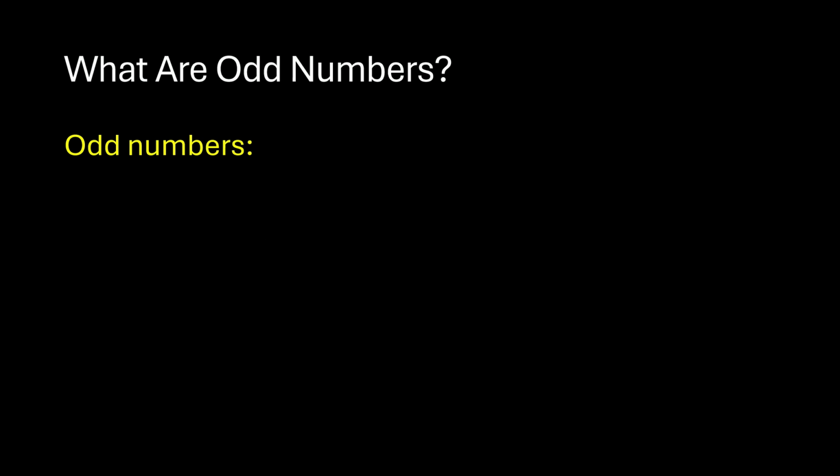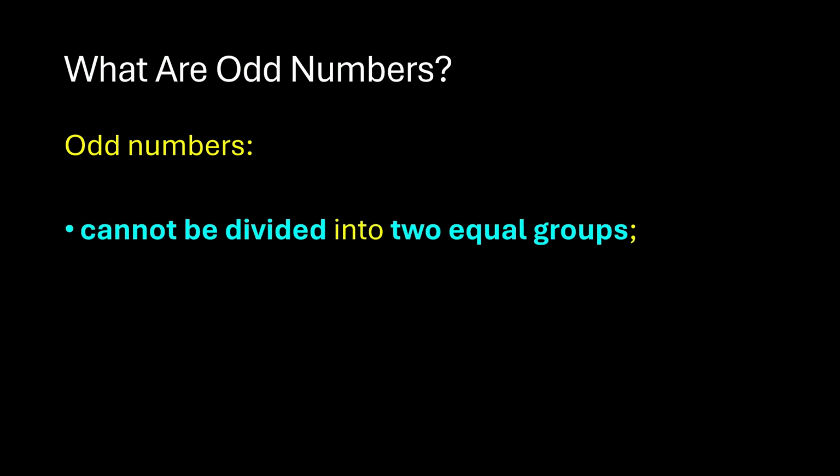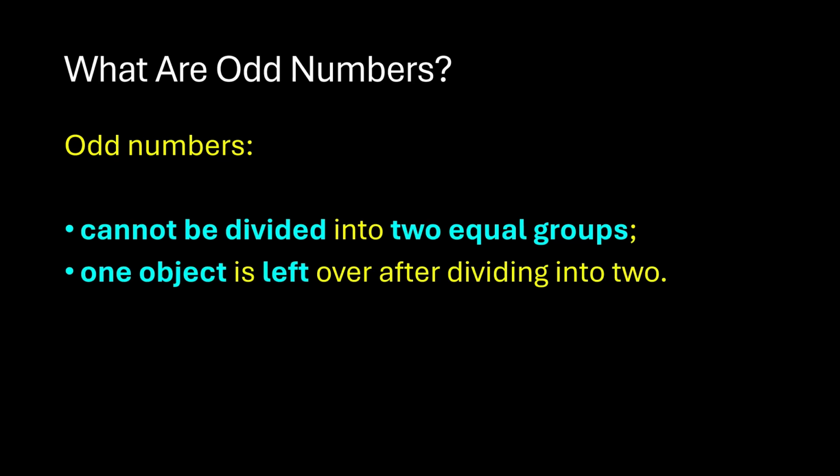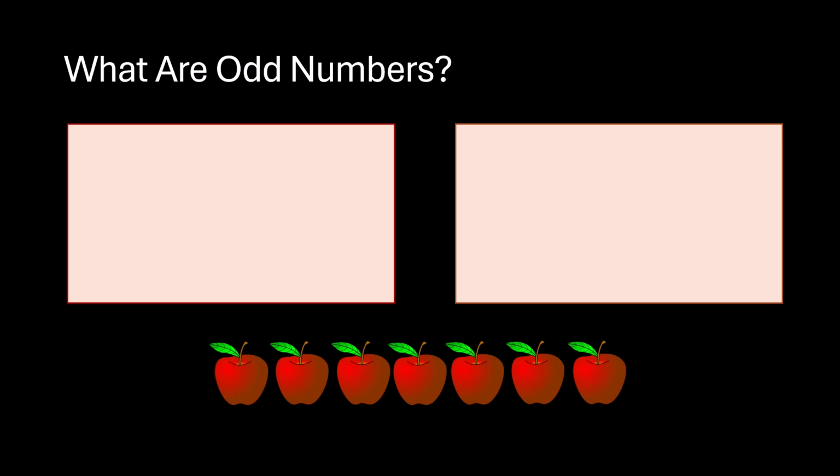Now let's consider odd numbers. Odd numbers cannot be divided into two equal groups. One object is left over after dividing into 2. Now consider this example of 7 apples. Can we put an equal number of apples in the two boxes? If we can, without any being left out, then 7 is an even number. However, if there is 1 left over, then 7 is an odd number.